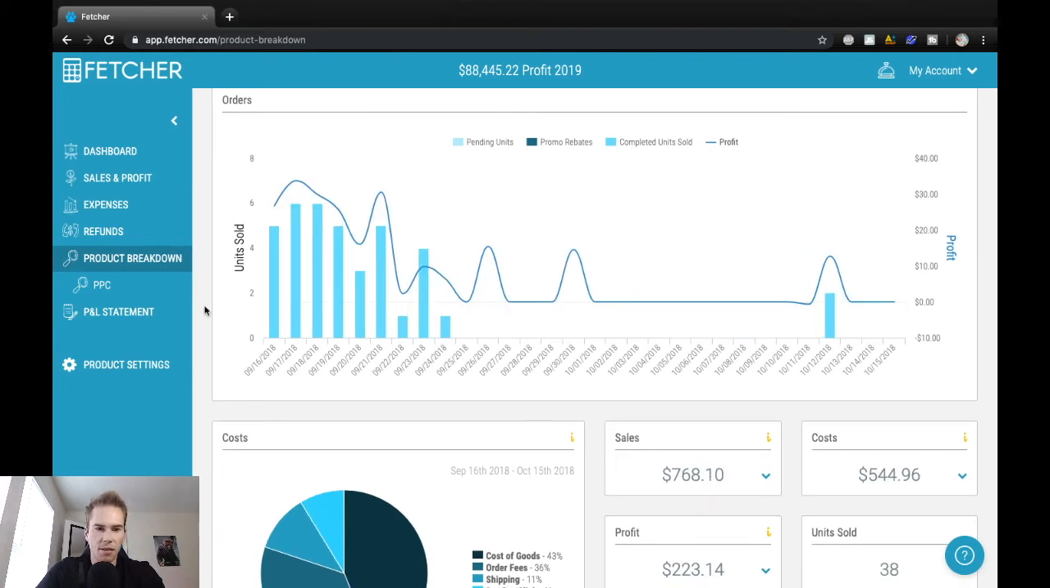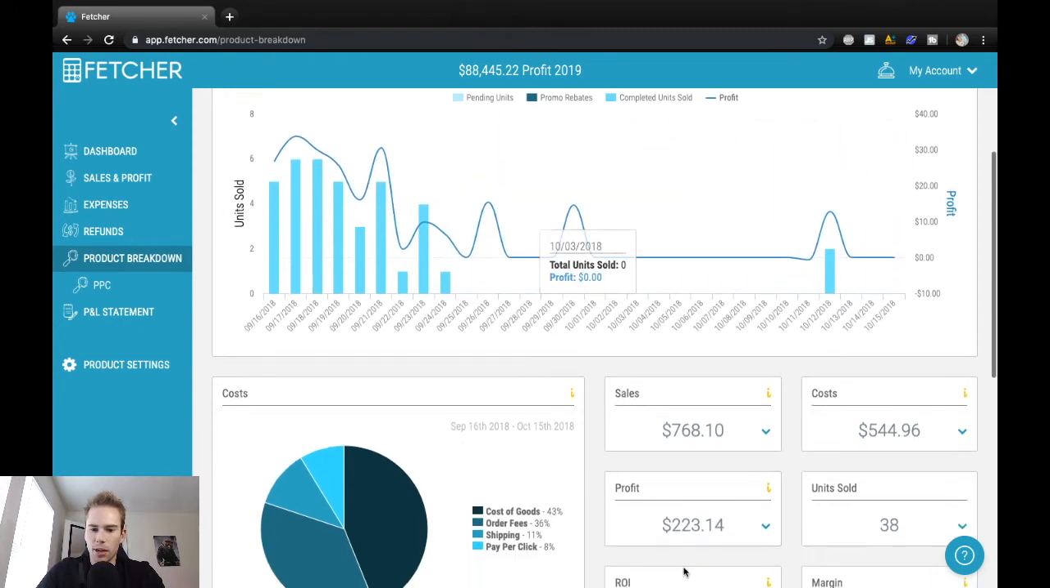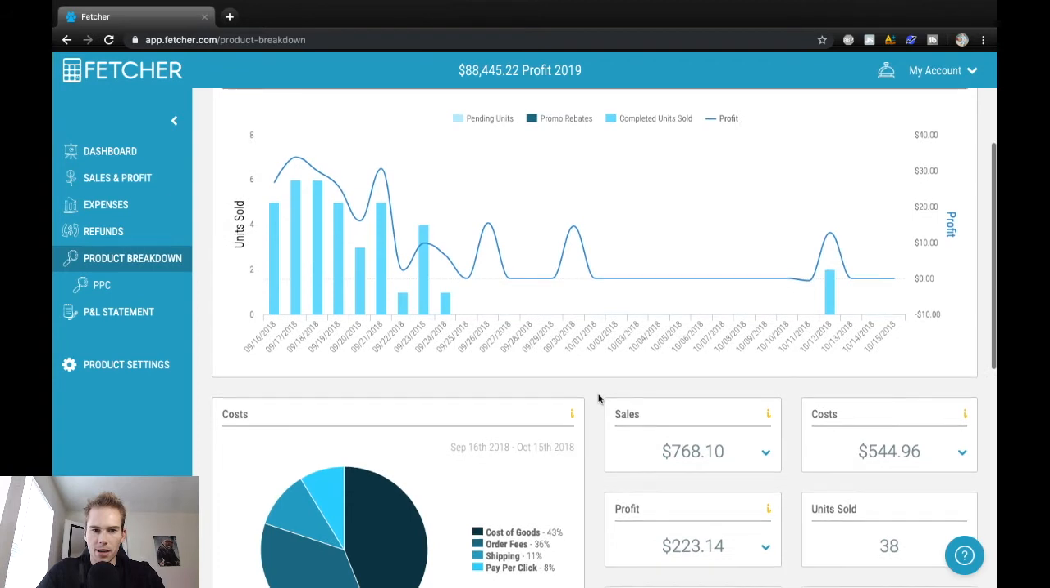All right, so this is the third variation here. Selling about 5 units a day, and then within a little over a week ran out of stock here. So $223 profit, 38 units sold. Previously, I think this was making me between like $600 and $800, but then running out of stock really killed it.